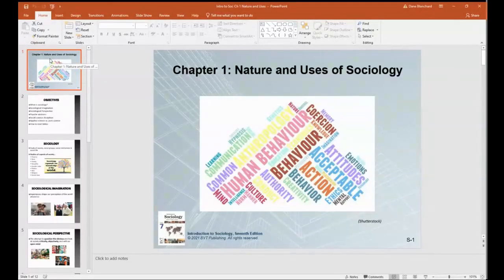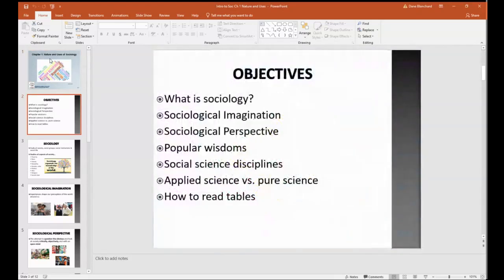So in this chapter, we're going to be talking about the nature and uses of sociology. Some of the objectives we'll be discussing: we're going to define what sociology is. We're going to take a look at two important concepts. One is called the sociological imagination. The other one is called the sociological perspective.